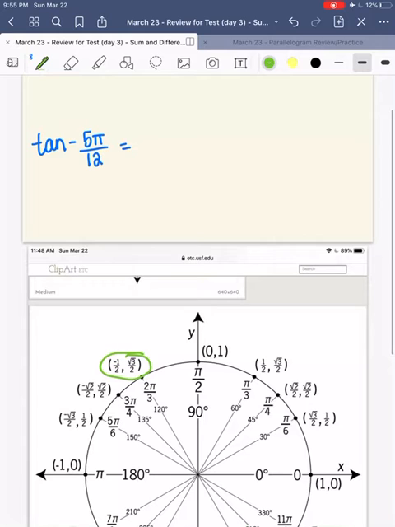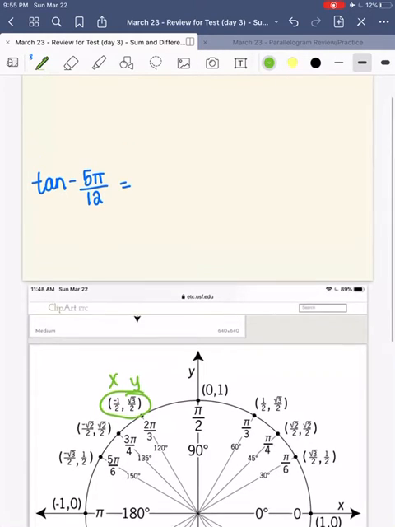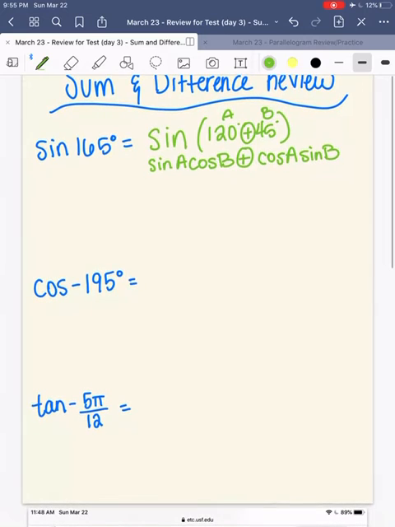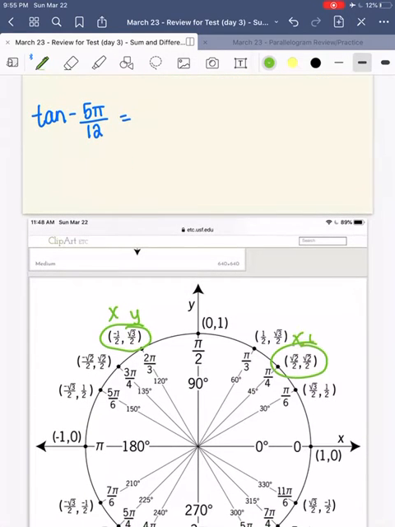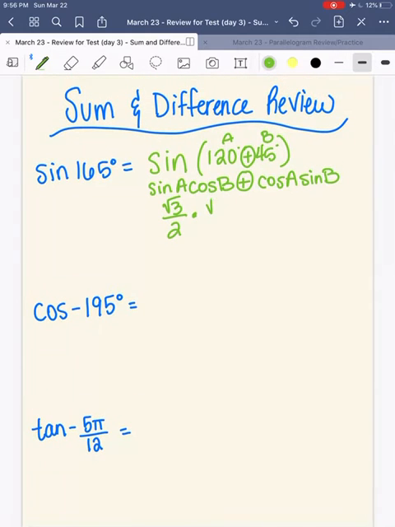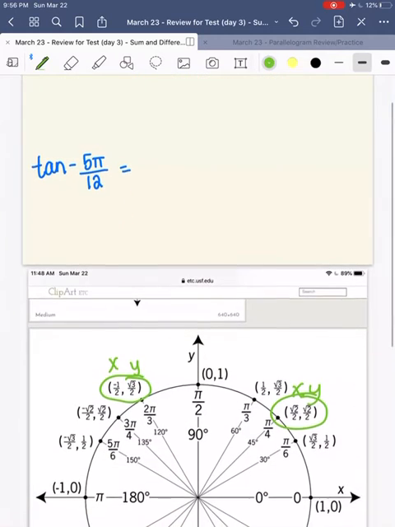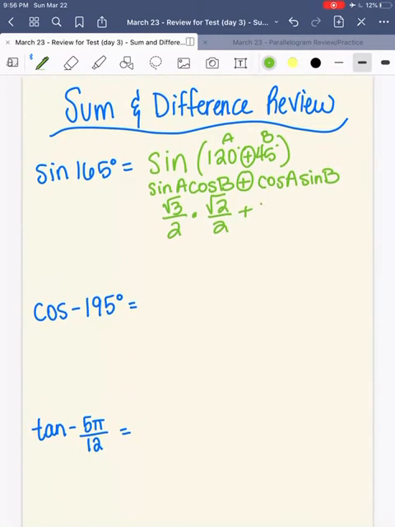Here. And we're going to take the sine, which is the y value. And that is root 3 over 2, times the cosine of B, so we're going to go to 45 degrees, which is here. This is our x, so root 2 over 2. We're going to bring the plus sign down. Then cosine is our x value, which is negative 1/2. And then our sine of B is root 2 over 2. Okay, so we're using the y value, the x value, and the y value. And then we put it all together.